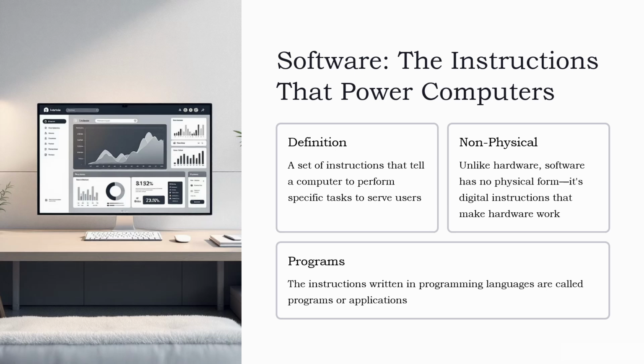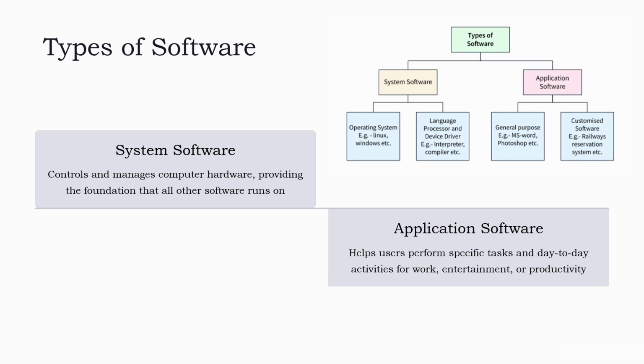Different types of software. We'll see the different types of software. Software can be broadly classified into two main categories: system software and application software. System software controls and manages computer hardware. It also provides a platform for running application software.